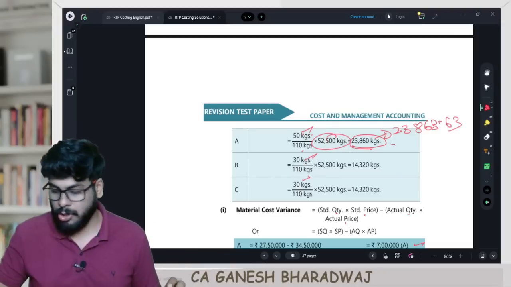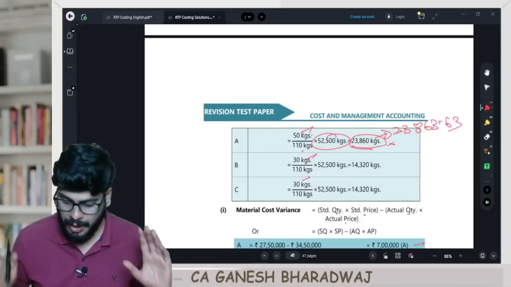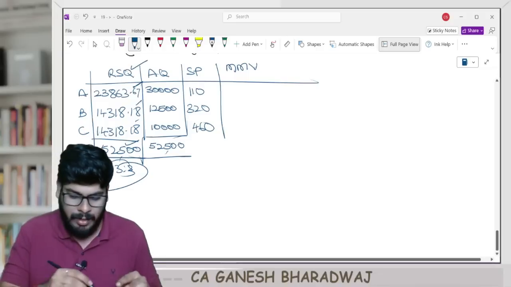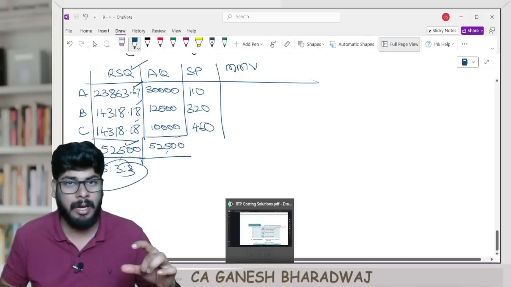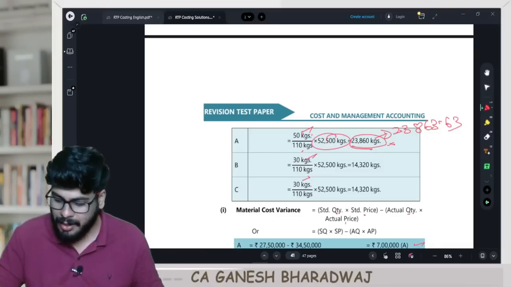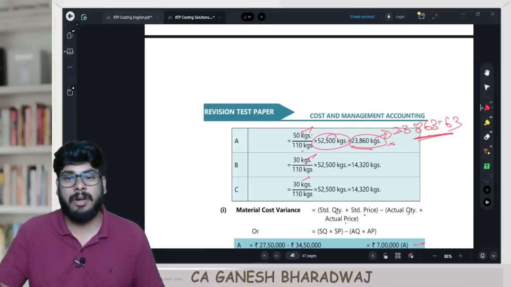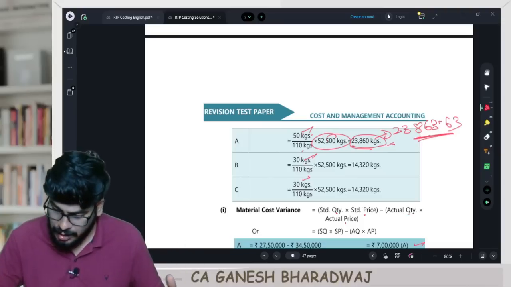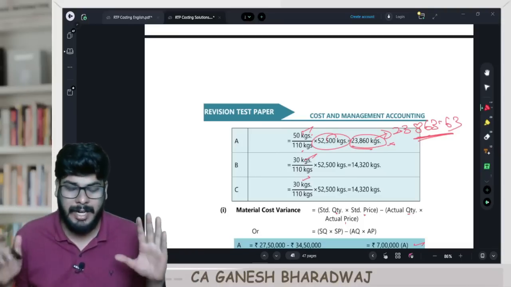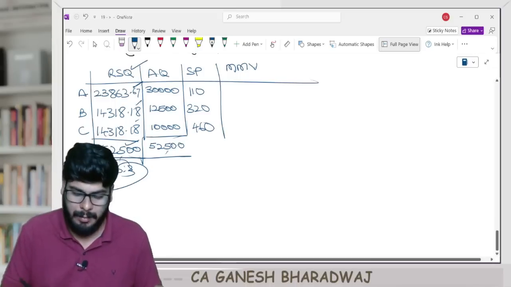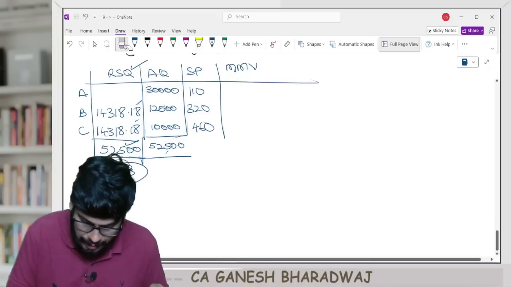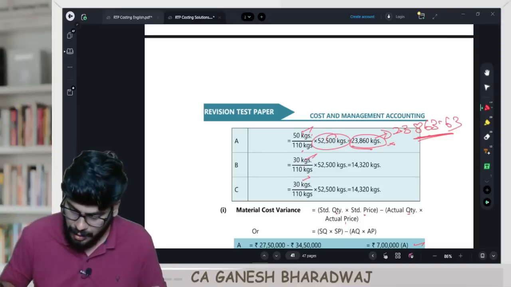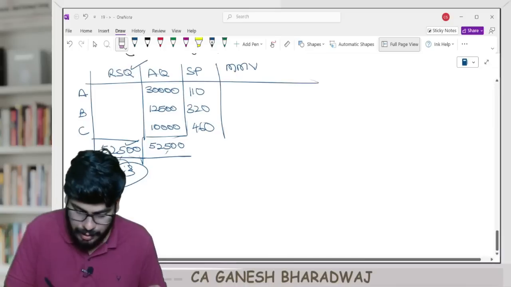Strictly speaking, this is not the way to do it. However, since it has been done in your RTP, I am also following it. That is the reason why I was thinking whether there was some calculation error. Institute has rounded it off to the nearest tens. So is it right or wrong? I'm not getting into that. Very strictly speaking, you need to use the decimals. But since it has been done like this by ICAI, I am also sticking to what they have done. So they have taken it as 23,860.